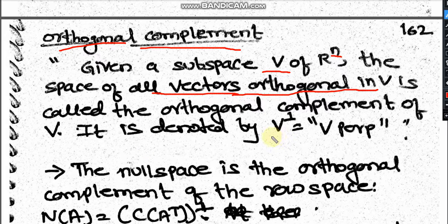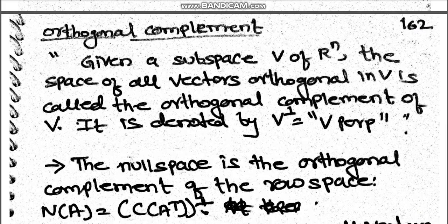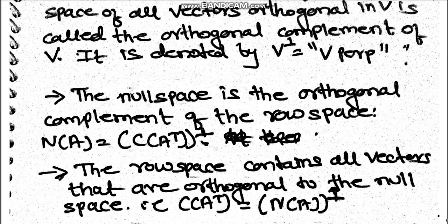It is denoted by V with a perpendicular symbol, indicating that all vectors are orthogonal to V. So V perpendicular. So that is the definition. So you know that the null space is orthogonal to the complement of row space. Or you can say the null space is orthogonal to the row space.